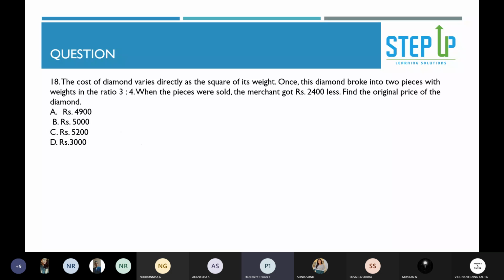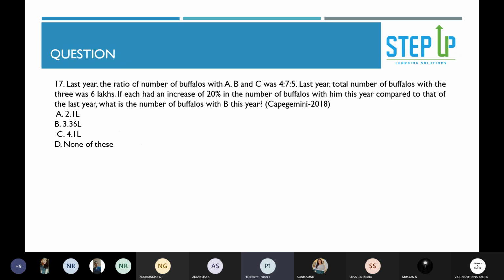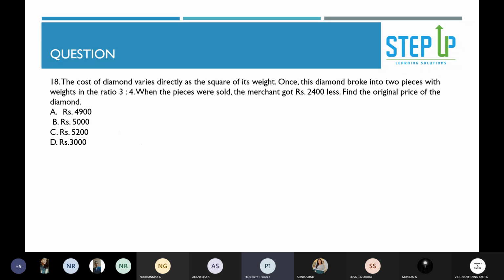Okay, this is again homework for you. I'm sure you will be able to solve. This one is simpler. We'll solve this question. Read the question and then I'll explain it to you.